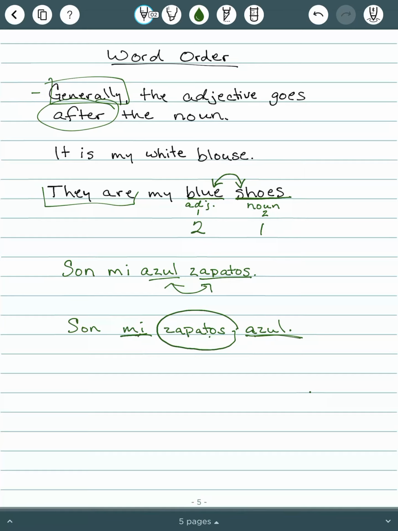Azul is by default masculine. Also, it ends in an L, so you don't ever have to change it and make it feminine. So azul is the only option gender-wise. Me is the only option gender-wise. But we still need to take care of the number. So zapatos is plural. It is shoes. So we need to make me plural. It ends in a vowel. So we're going to add that S there, mis. And then azul we need to make plural. Azul ends in a consonant. So the rule is we will add ES. So that is how we take care of adjectives in Spanish.